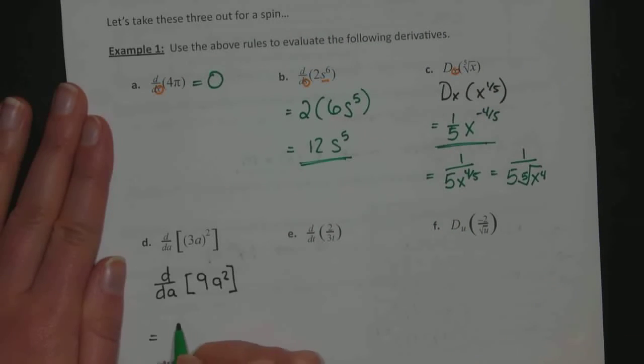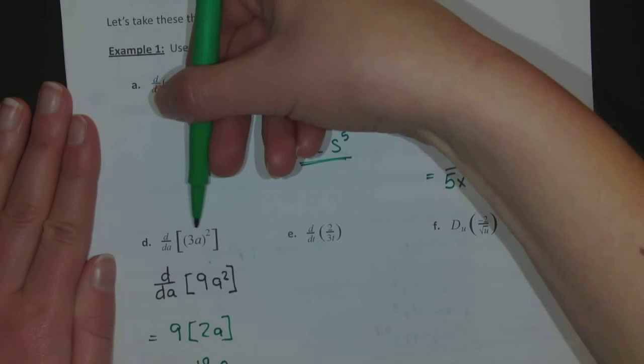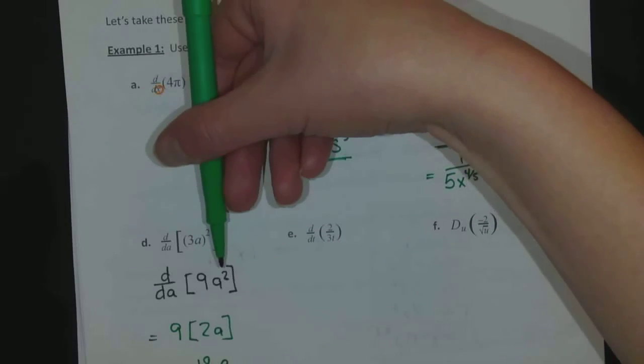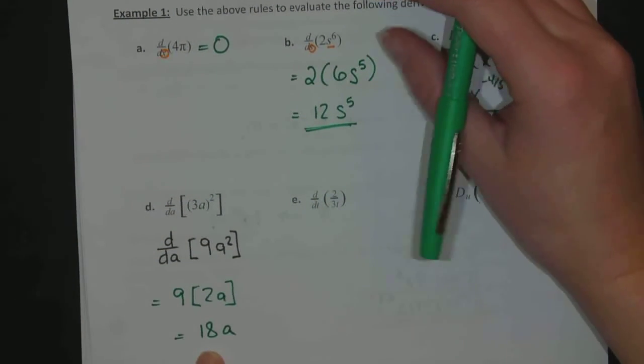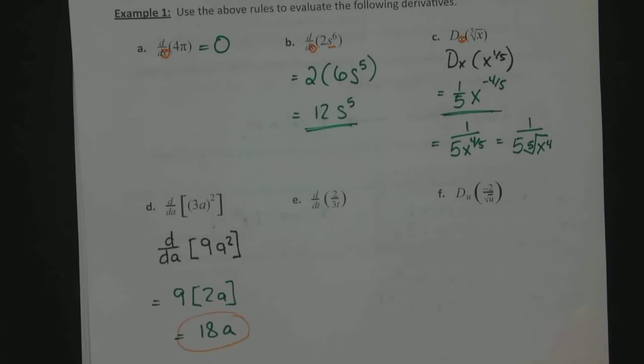So now I have 9 times the derivative of a squared, which is 2a, or 18a. Notice if you just use the power rule from the beginning, the 2, and then take the power down 1, you would struggle to get that 18. So we really need to multiply that out first to get the correct answer right here of 18a. Okay.